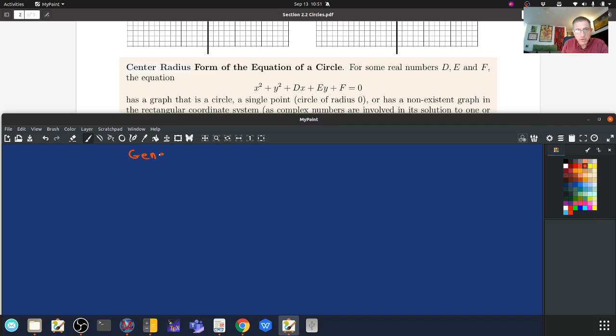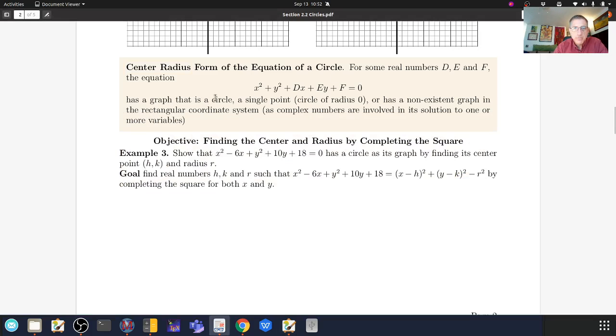This is the general form, not the center radius form. And it's x squared plus y squared plus dx for some real number d plus ey for some real number e plus f is equal to 0. And it has a graph of a circle, or it's the graph of a single point, or it has a non-existent graph.